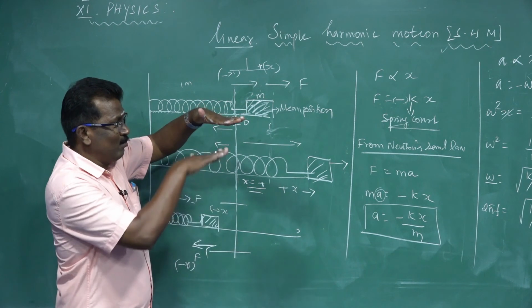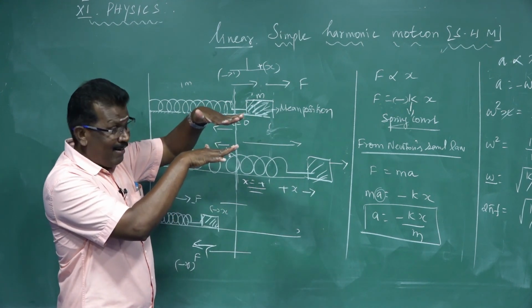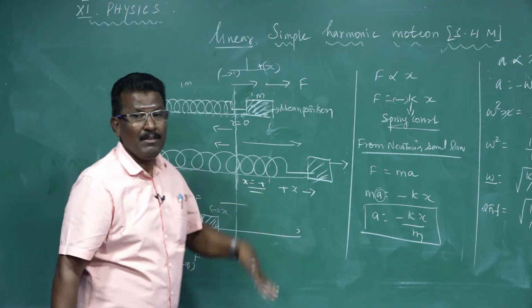So let's discuss how a linear body moves in simple harmonic motion in a straight line. If the body is moving along the direction of gravity, it is also simple harmonic motion. We will discuss it in the next class.